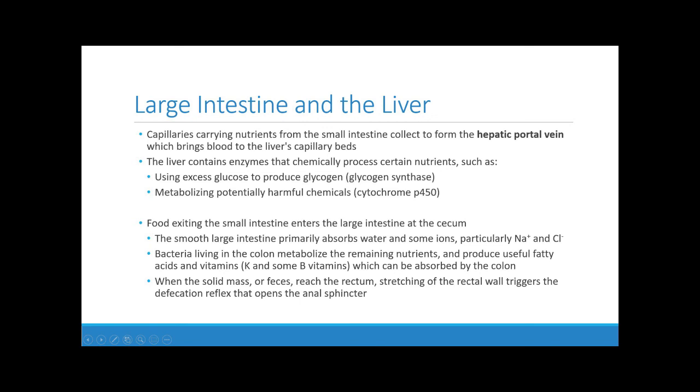The liver contains many enzymes that chemically process nutrients. One example of this is glycogen synthase, which pulls excess glucose from this nutrient-rich blood to make glycogen. When blood glucose levels are low, glycogen phosphorylase, another liver enzyme, breaks down glycogen. Another important example of this is the activity of cytochrome P450 enzymes to metabolize potentially harmful chemicals.